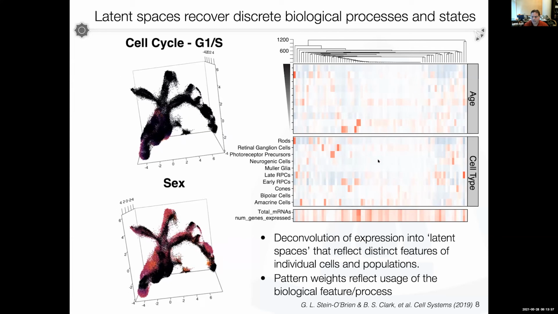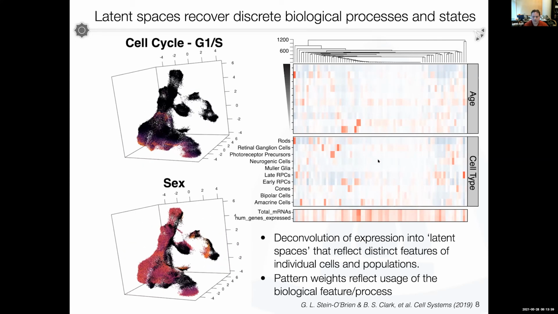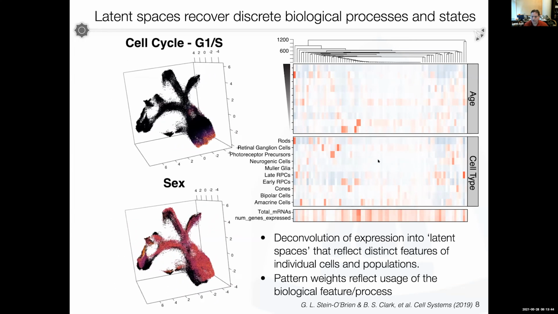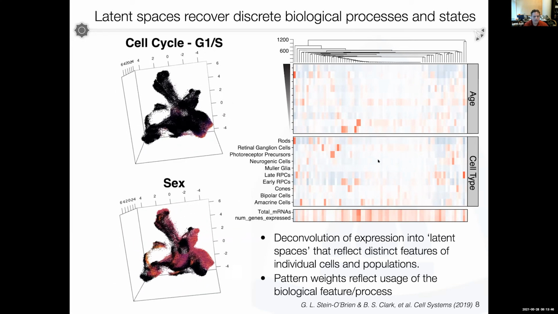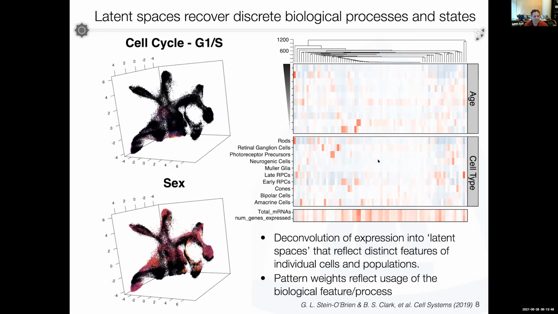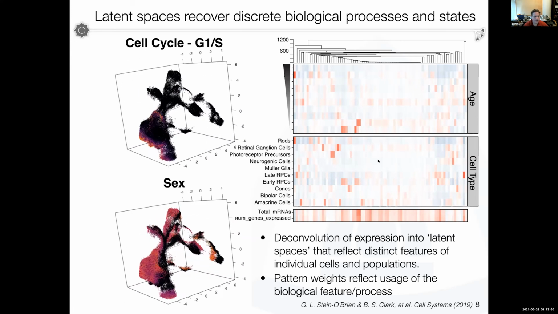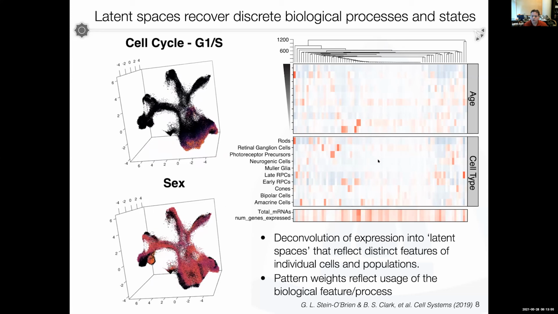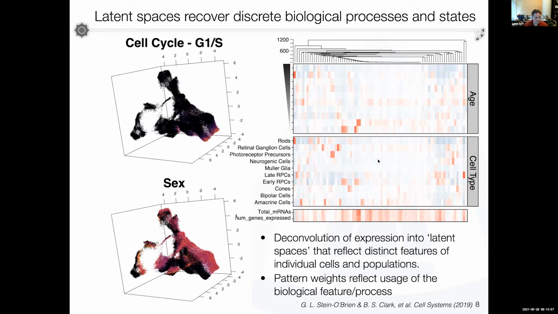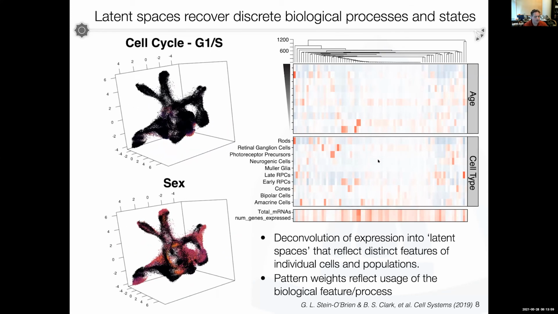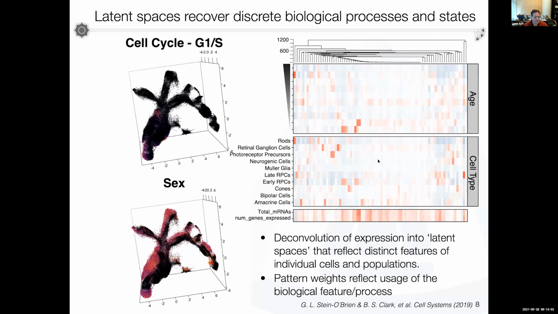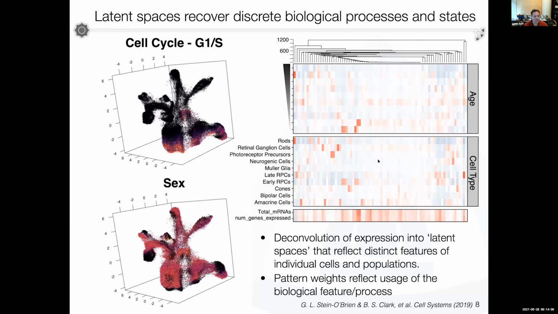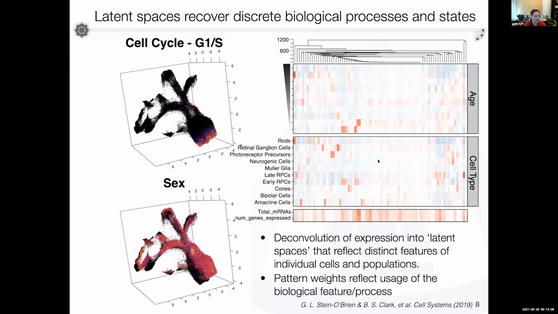As part of the study, we did a deconvolution here with SC-CoGAPs and identified 80 different patterns of coordinated gene expression, or latent spaces. Many of these patterns correlate with different ages of the samples or different cell types. And there are some other features that actually are shared across different cell types and time points as well. But the important part here is that this deconvolution into the latent spaces reflects distinct features of individual cells and populations, regardless of the sample they were actually derived from.